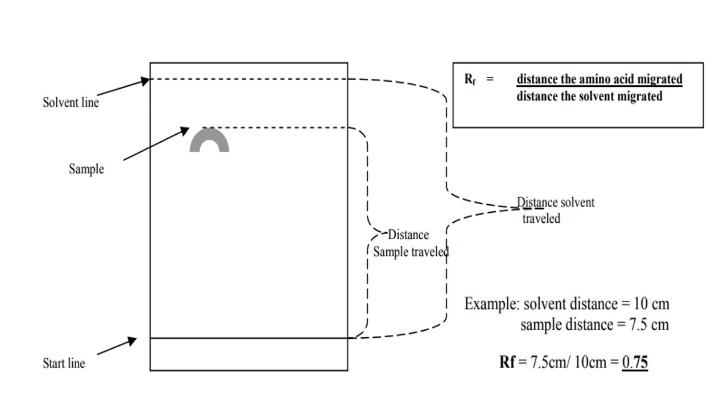And then your solvent line is at 10 centimeters. And so that is the distance traveled by your solvent. And so with that, you do your computation. 7.5 divided by 10 will give you 0.75. Okay, and so you cancel out the units, then that is your Rf.